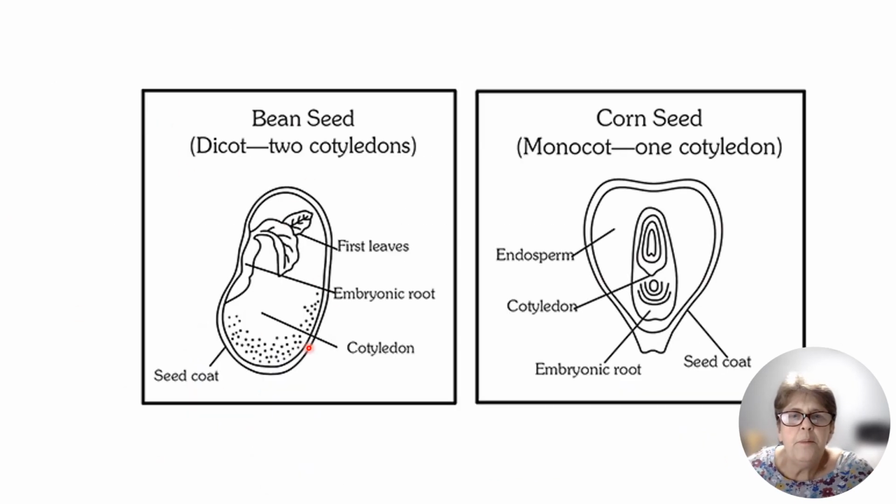So right here, the bean seed has 2 cotyledons, it's a dicot. And you see the embryo with the first leaves and the little root. There's the cotyledons, 2 of them, and the seed coat. And then here is a corn seed, which is a monocot. It has 1 cotyledon. There's an endosperm, there's the cotyledon, embryonic root, and the seed coat.